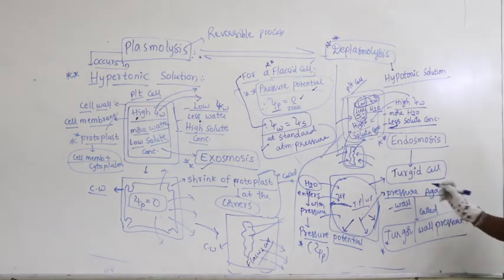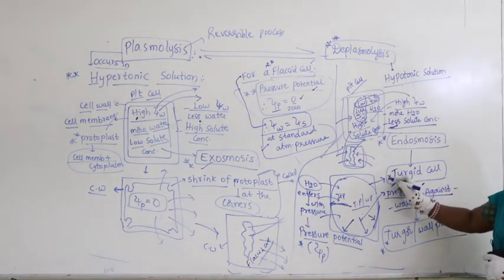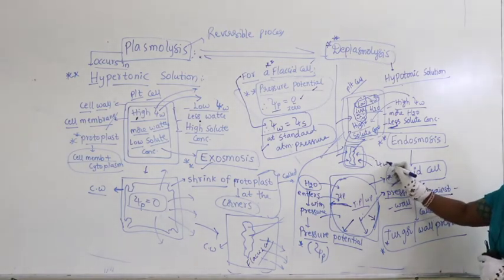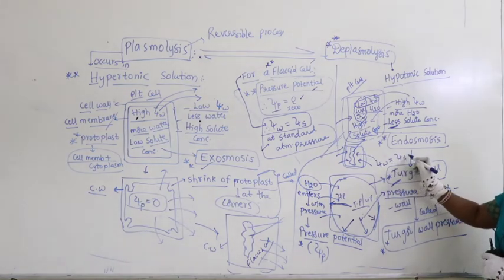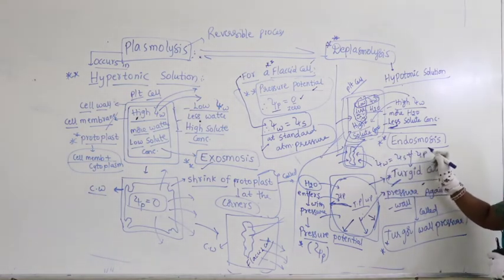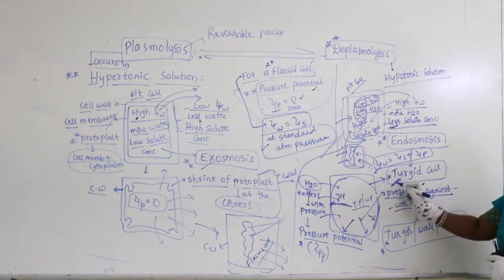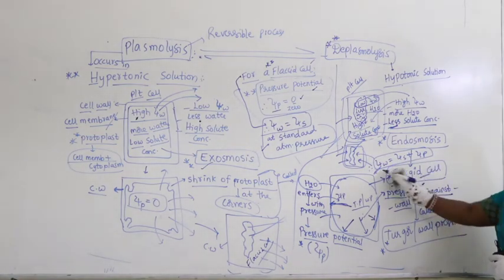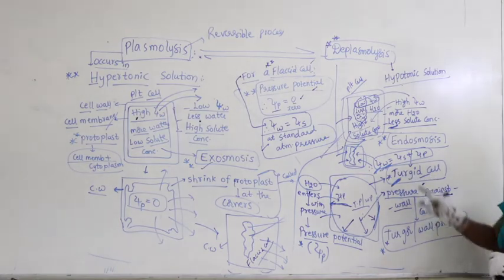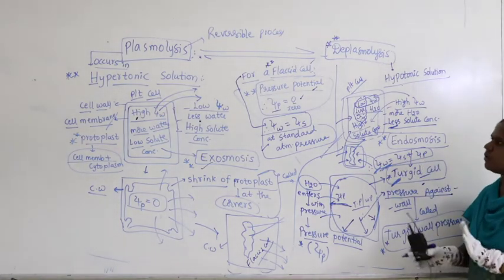So for a turgid cell, I'm writing here: water potential is equal to solute potential plus pressure potential. How do you calculate water potential for a turgid cell? For a turgid cell, water potential is equal to solute potential plus pressure potential. So I hope you got it.